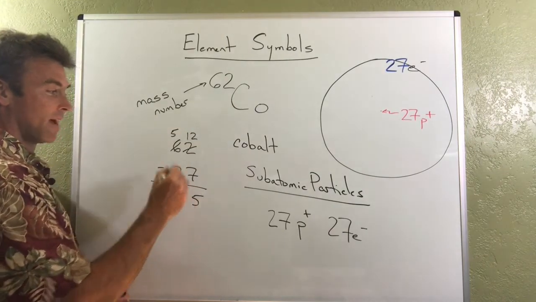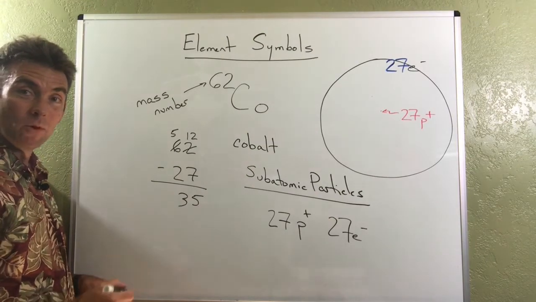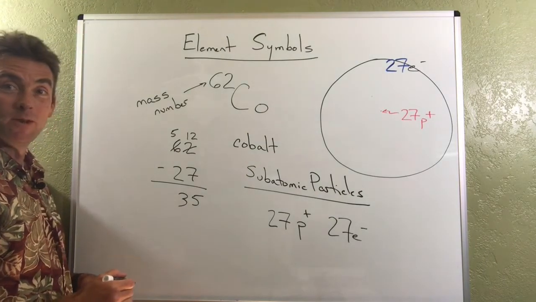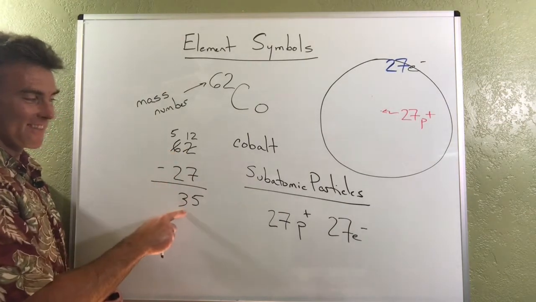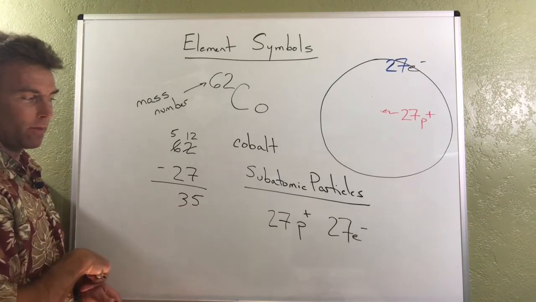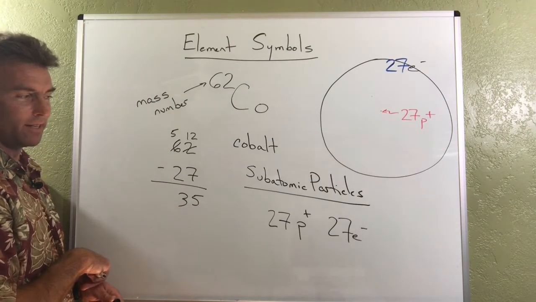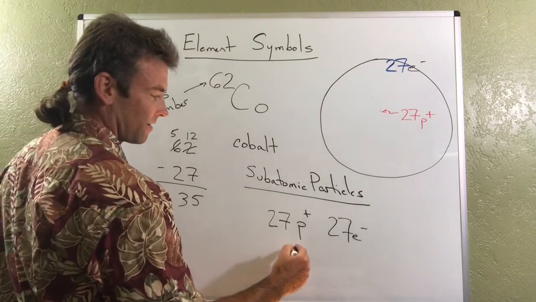Let's see if I can do this. By the way, in class I have a condition known as board brain, so hopefully it doesn't happen in video form here. So what we have is, assuming I did this math right, please check me, that we have exactly 35 neutrons in this sucker. All right, so let's kind of summarize that.